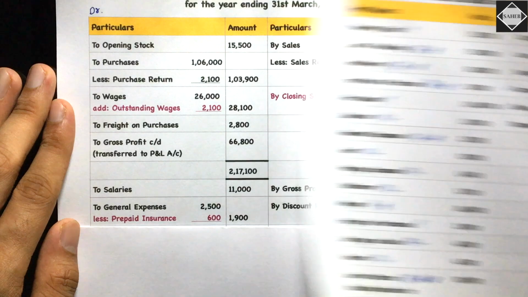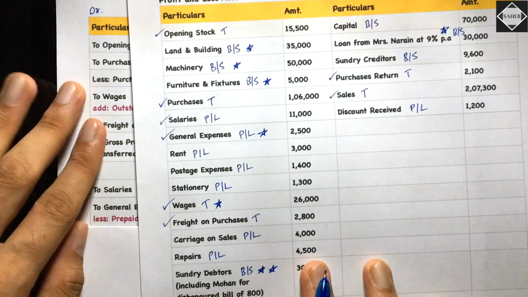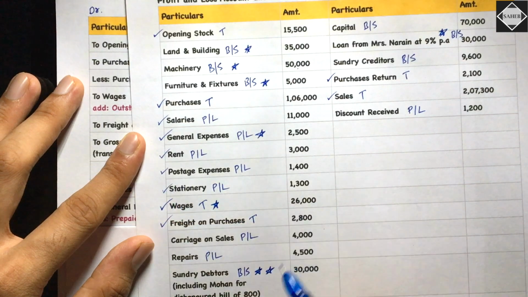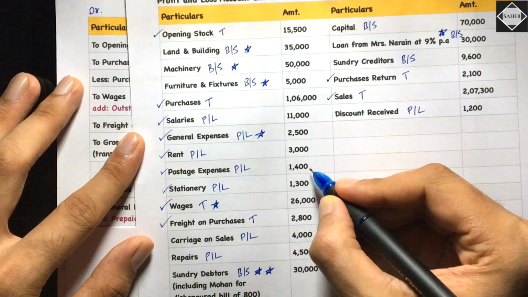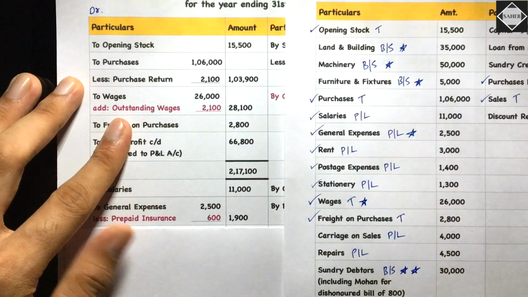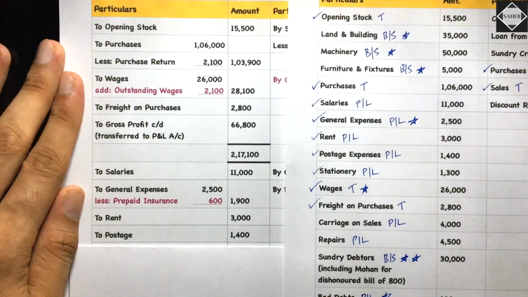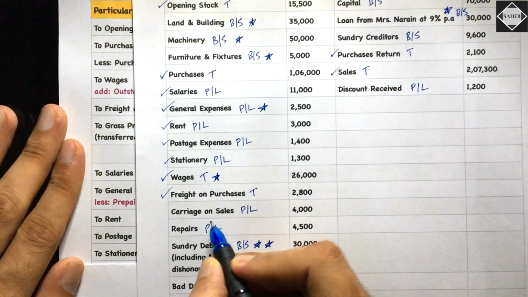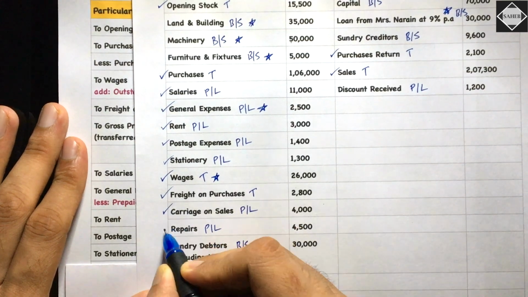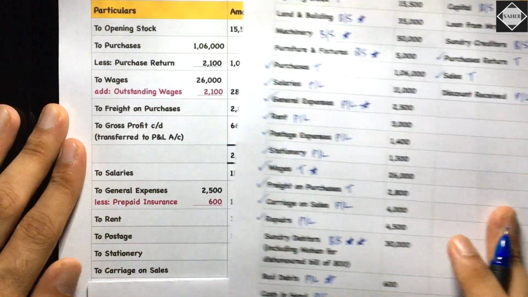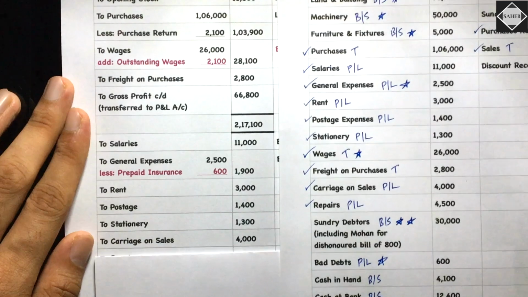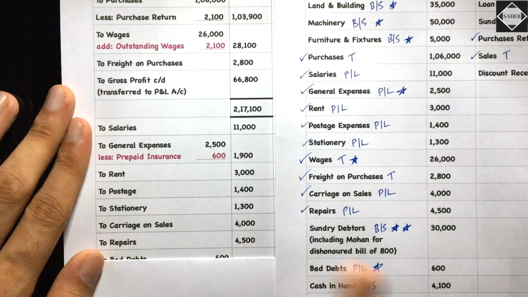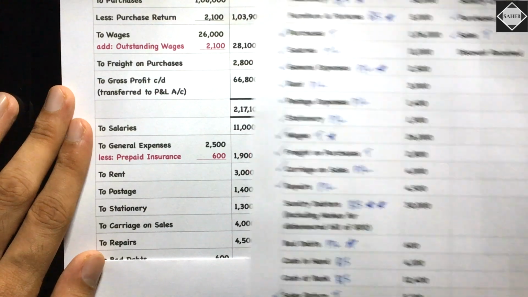Clear? Simple. Then we have rent. No adjustment. Postage, no adjustment. Stationery, no adjustment. Directly copy paste. 3,000, 1,400, 1,300. Is it clear? See here, rent, postage, and then stationery. Clear? Easy. After that, we have carriage on sales, repairs. Both of these, no adjustment. 4,000, 4,500. Take it immediately. Really simple. Repairs 4,500, and then carriage on sales also 4,000. Clear? Simple.